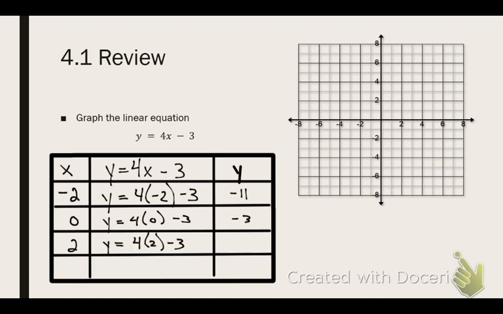5. Okay, but I still don't have ordered pairs. Or do I? Do I have an ordered pair? Okay, what's my first ordered pair? -2, -11. What's my second ordered pair? 0 and -3. 0, -3. What's my third ordered pair? Okay, so 2, 5.